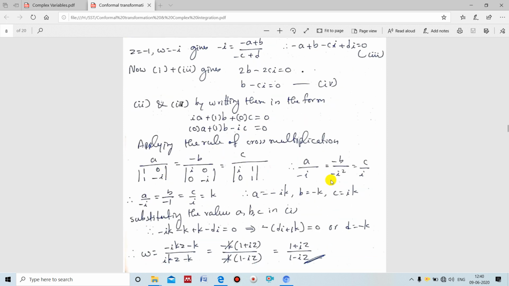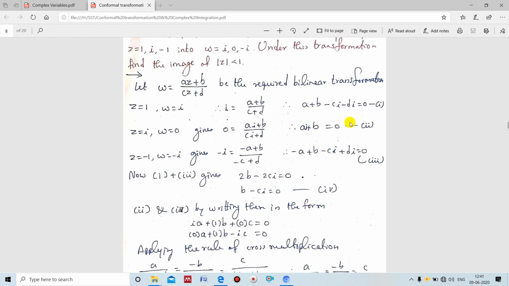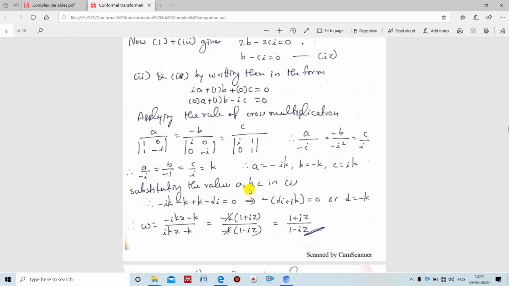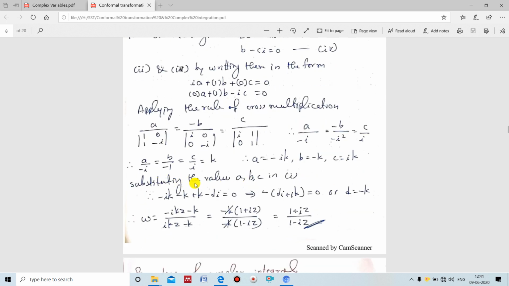So on solving we get a divided by minus i, minus b divided by minus i square, c divided by i. Or a divided by minus i, minus minus cancel, i square value is minus 1, c divided by i. Then, because here i is there, we equate to some constant k: a is equal to minus ik, b is equal to minus k, c is equal to ik. Put a, b, c values in equation number 1 or in 3, we get the fourth unknown. I am substituting in equation number 1, we get d is equal to minus k.